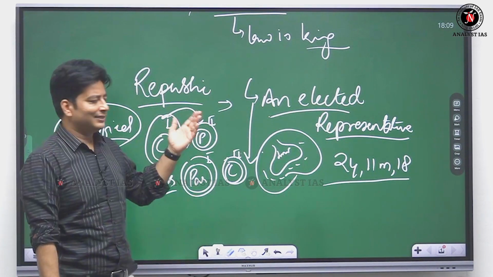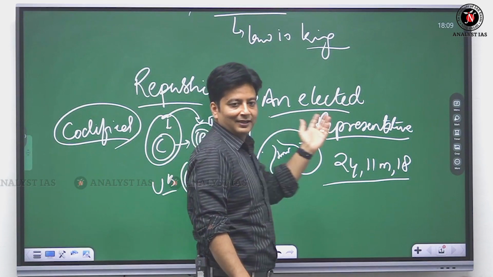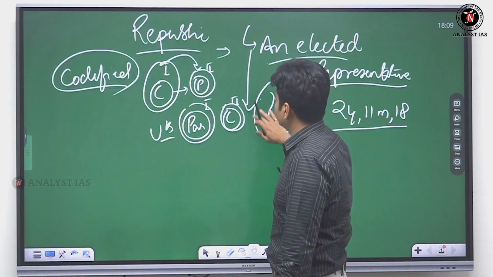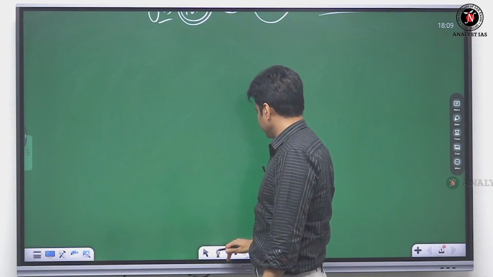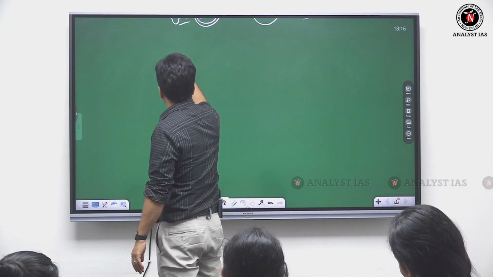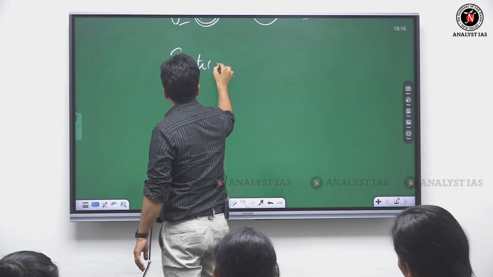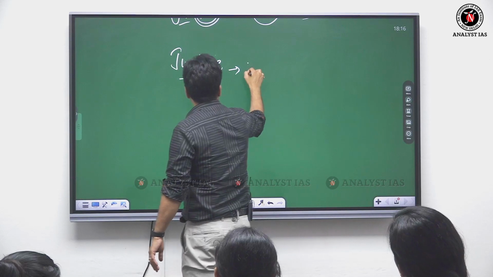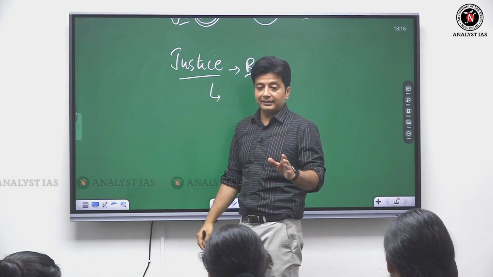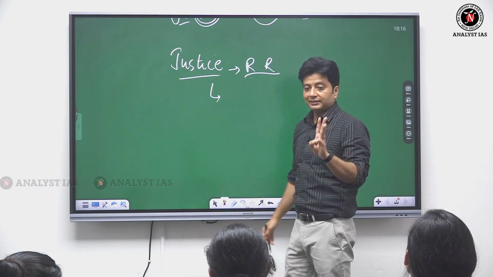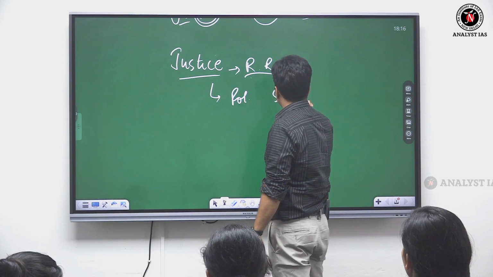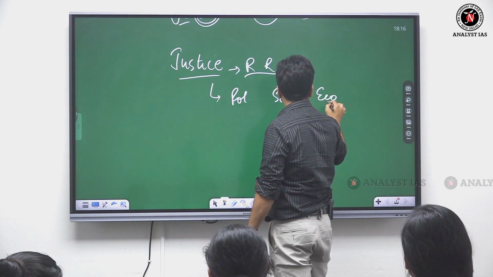We can, I think, discuss it in the other classes. Now I can come to the other factor. Now if we talk about the justice word, it has been taken from the Russian Revolution, right? And in the constitution there are 3 types of justice given: political justice, social justice and economic justice.